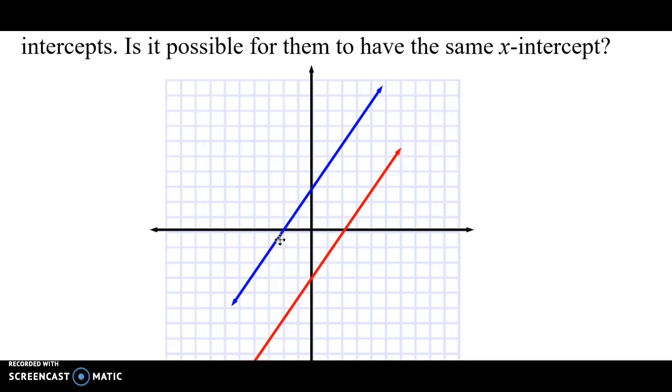So Mackenzie, what's the y-intercept of the blue line currently? The y-intercept. Good. Nick, what is the current y-intercept of the red line? Are they different? Yeah, we're good. One's positive 3, one's negative 3. So then the question asks, is it possible for them also to have the same x-intercept?